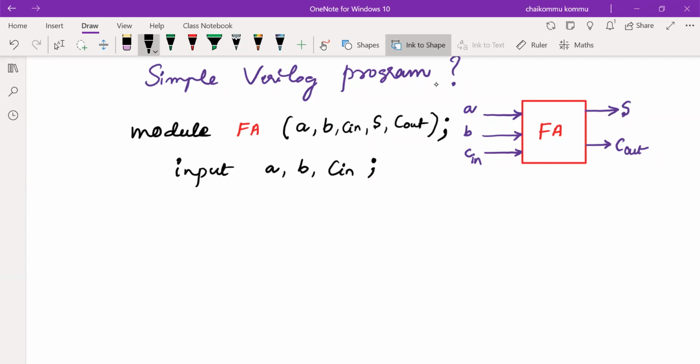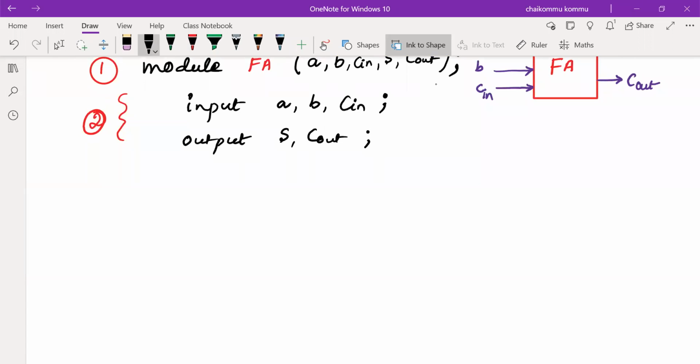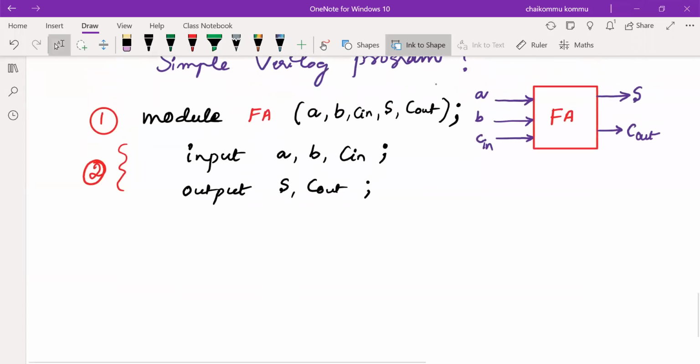Among all these variables, some I'm treating as output. I should write the output list also. Output: what are the outputs here? Sum, comma, C out. So this is the first thing that we should notice. The second thing is that these two statements are the port list that I should write. I should write the input output declarations, something like this. Next. So far so good.